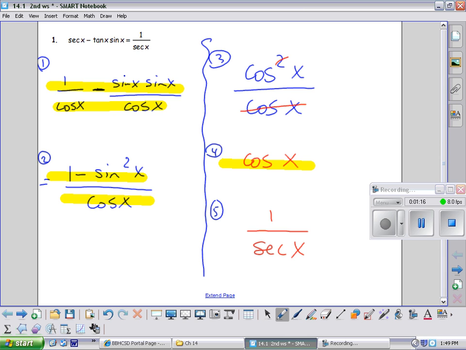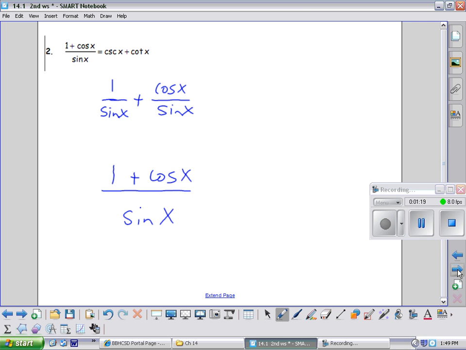Let's go to number 2. Number 2 is a quickie. I took the right-hand side here and said, okay, how can I write cosecant? Well, that's 1 over sine. How can I write cotangent? That's cosine over sine. Then I look back to the left up here, 1 plus cosine x over sine x, and I say, if I just write this as one denominator of sine, just change the format a little bit, I get 1 plus cosine over sine. And that's it for that one. That's a quick one.